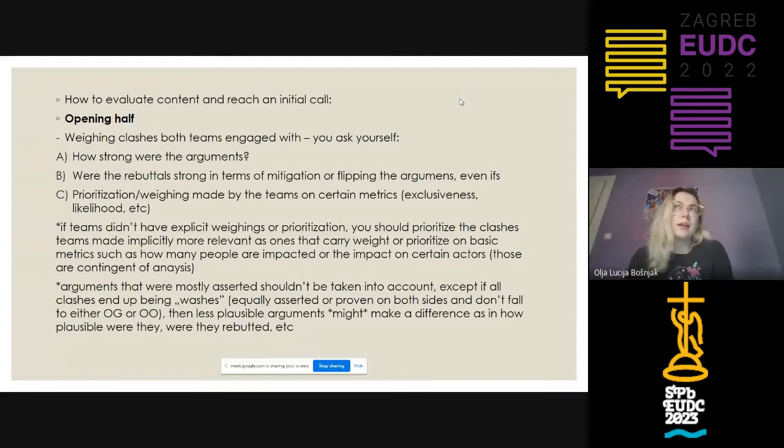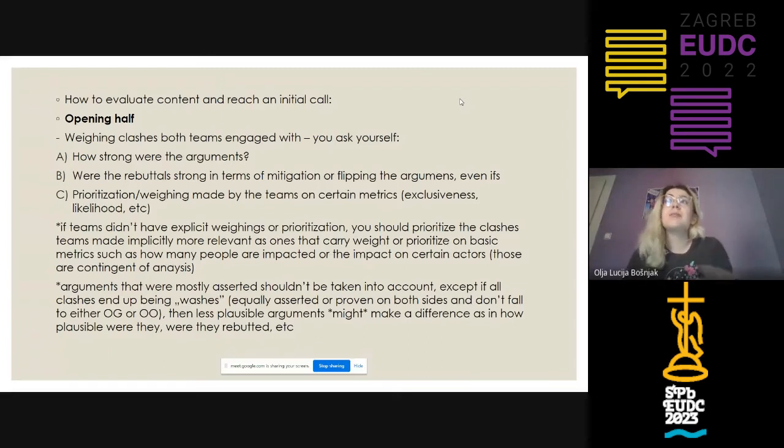Then you can weigh who won that clash, even by a slight inch, and that clash should be prioritized over something else that was just mentioned and didn't end up being relevant. And then secondly, I think arguments that were genuinely just asserted shouldn't be taken into account. Unless there's that very odd thing that tends to happen, but it's rare, if all the other clashes are a wash or equally asserted.